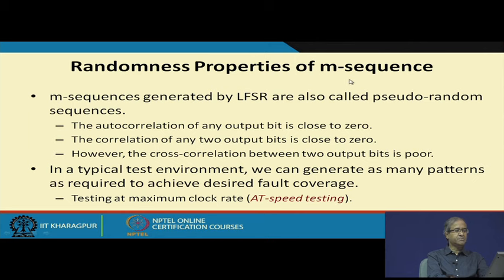Now, the randomness properties of the M sequence are something you are interested in here, because M sequences have very good pseudo randomness properties. The autocorrelation is good, but the cross correlation between two output bits, two consecutive output bits, is poor, as I had said, because of the shift register connection. So, in a typical test environment like BIST, we can generate as many patterns as we require. If I say that I need 1 billion patterns, fine, I can do that. With a 1 gigahertz clock I need only 1 second to apply the test.